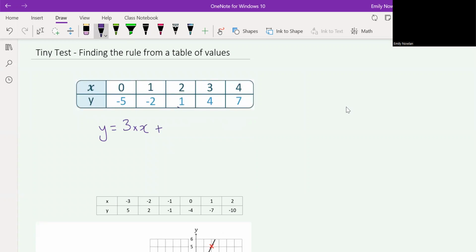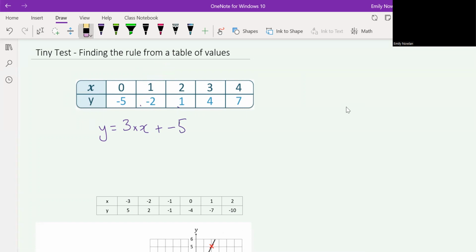Okay, so let's test it with the numbers here. Let's go 3 times 0, it gives me 0, but I want to end up at minus 5. So how do I go from 0 to minus 5? I need to take away 5. So let's check if that works for the others. Let's try 1. 3 times 1 will give me 3, but I want to end up at minus 2. Does taking away 5 help? It does, yes. So it looks like we are taking away 5 every time.